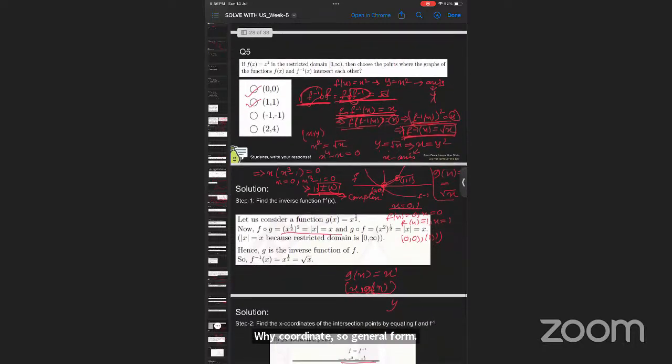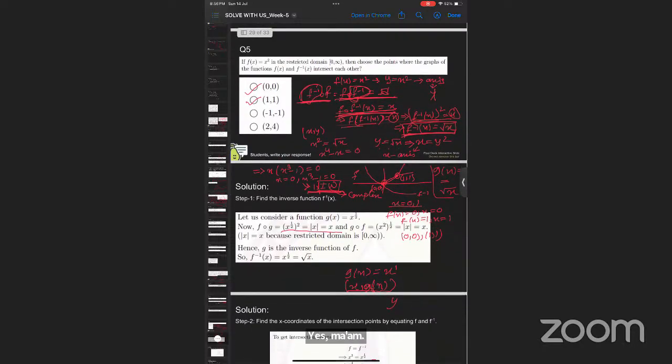Yes, ma'am. Okay. Ma'am, could you please explain how to find the domain of a composite function again? I'm finding a little bit of confusion in that.